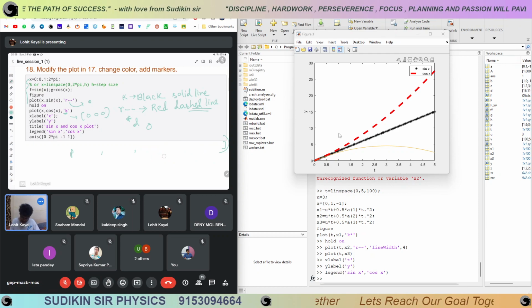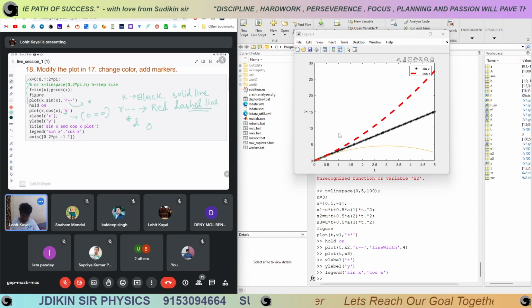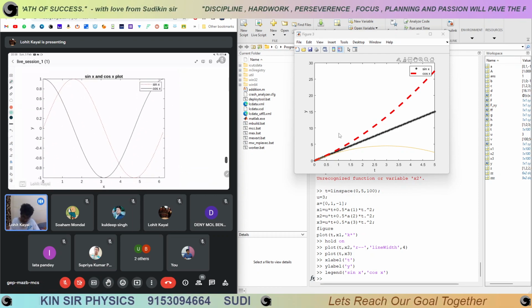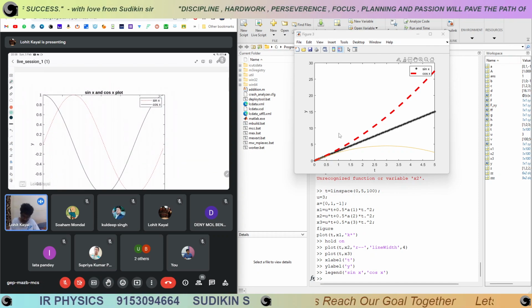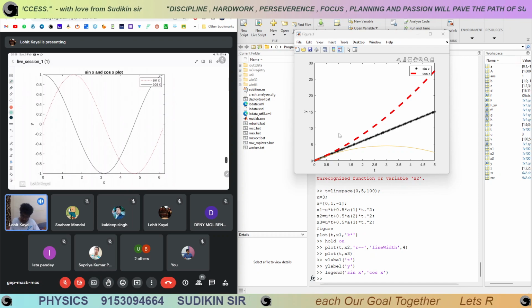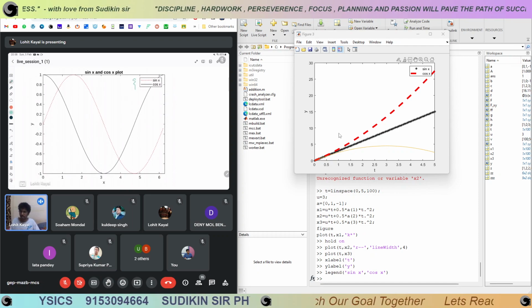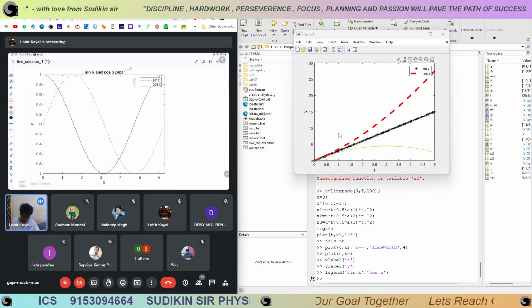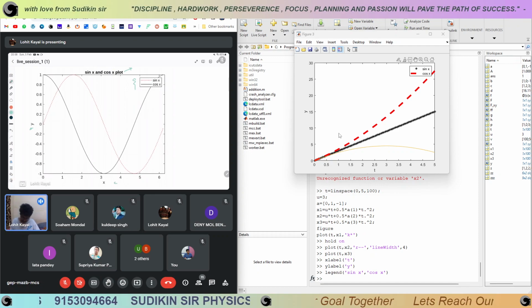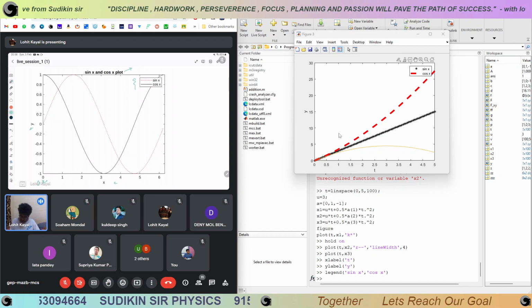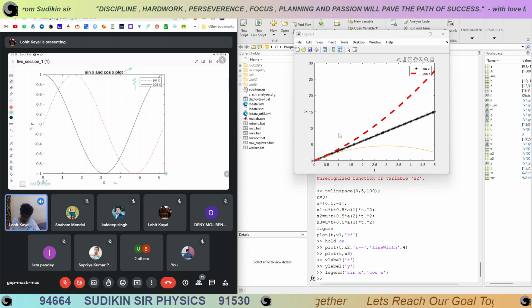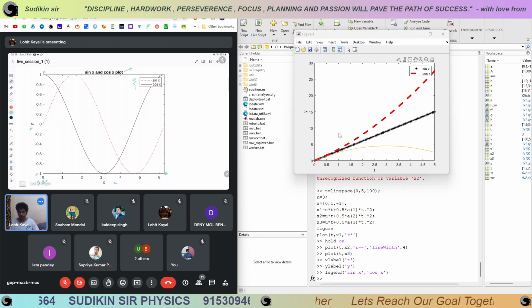So here I have modified the plot, and this is the result. Here sin x appears as the dashed line and cos x appears as the black solid line. Here are the legend, the title, the y level, the x level, the x starting point, the x ending point, and this is the y0 and this is the yf. Okay.